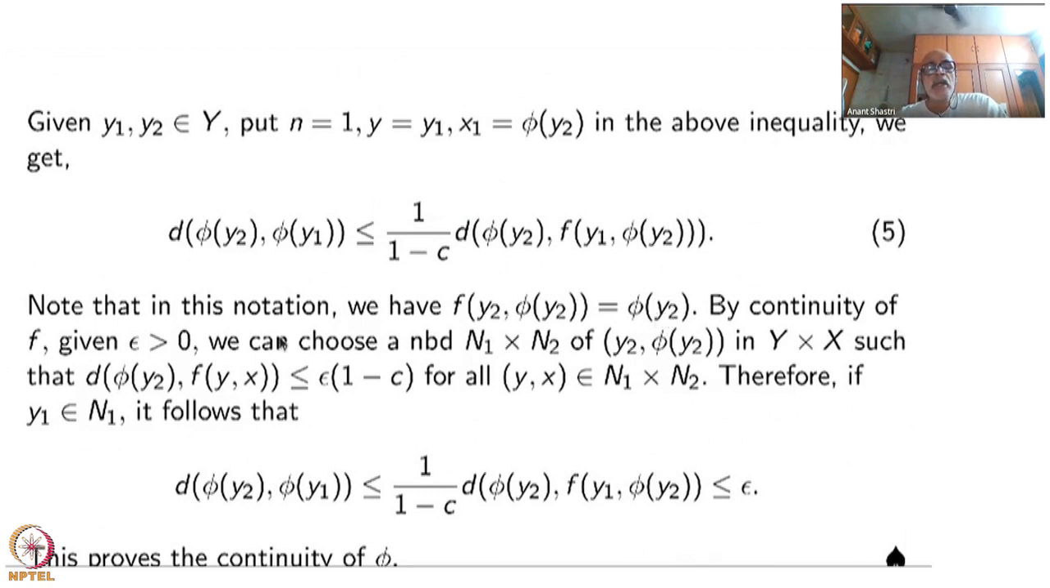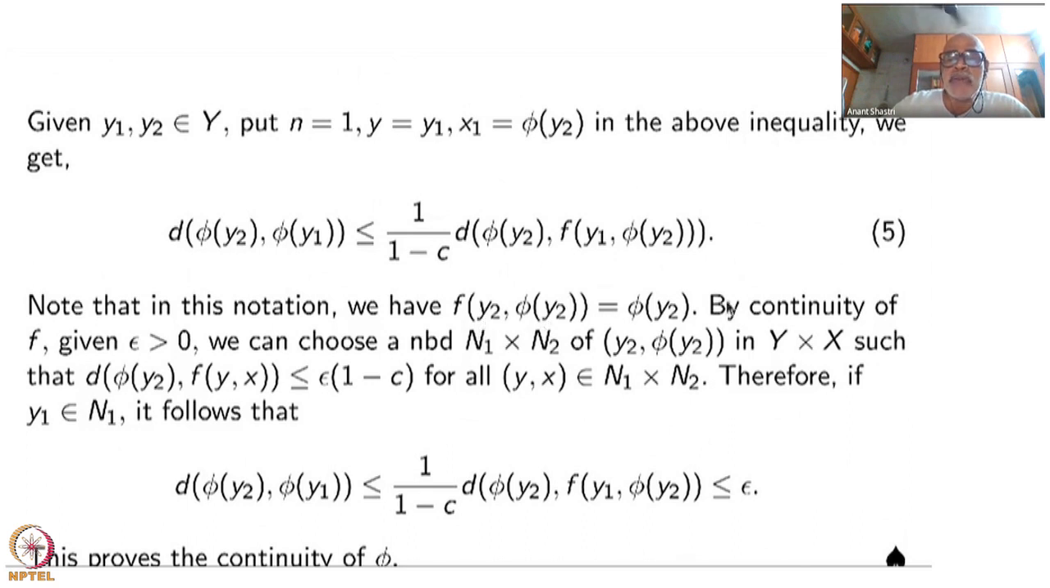By continuity of f, given epsilon positive, we can choose a neighborhood N1 cross N2 of this point (y2, phi y2) in Y cross X such that the distance between phi y2 and any f of y, x is less than epsilon times 1 minus c, for all y and x inside N1 cross N2. Just continuity of f from Y cross X to X.